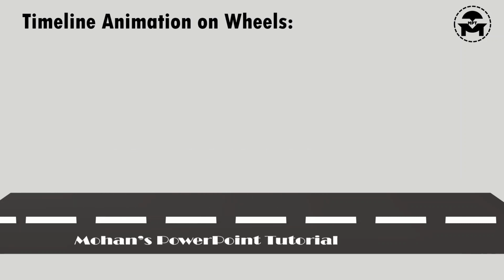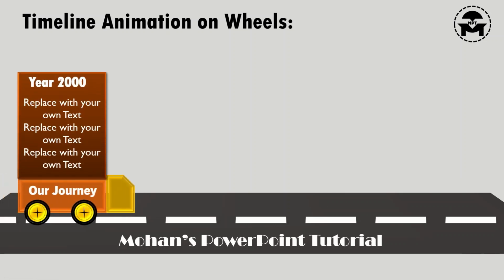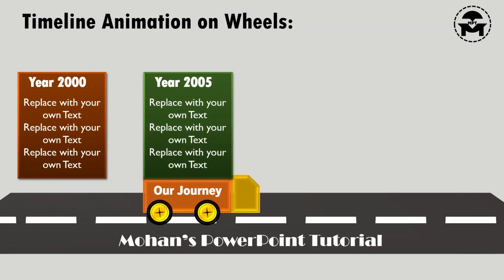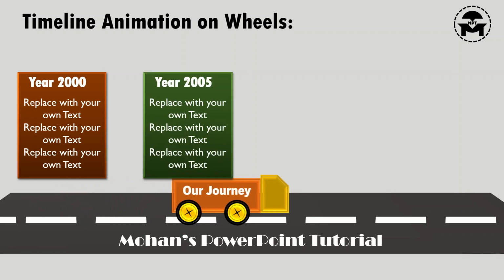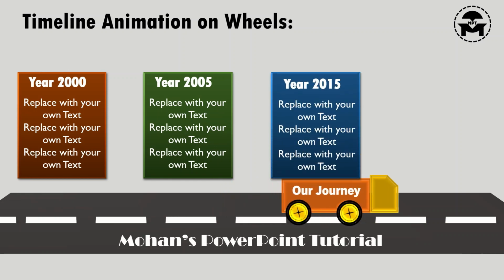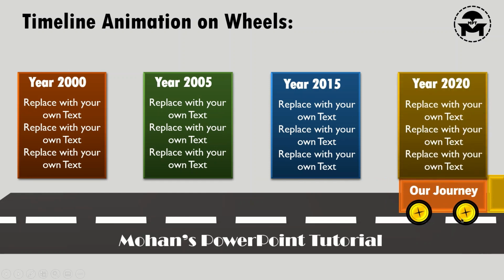a vehicle will come out of the slide and reveal that year's achievement of the company. Then it moves to the next step and reveals the achievement of the next year. Similarly, it will reveal one by one. The vehicle also moves with a spin animation, with the wheel animation.